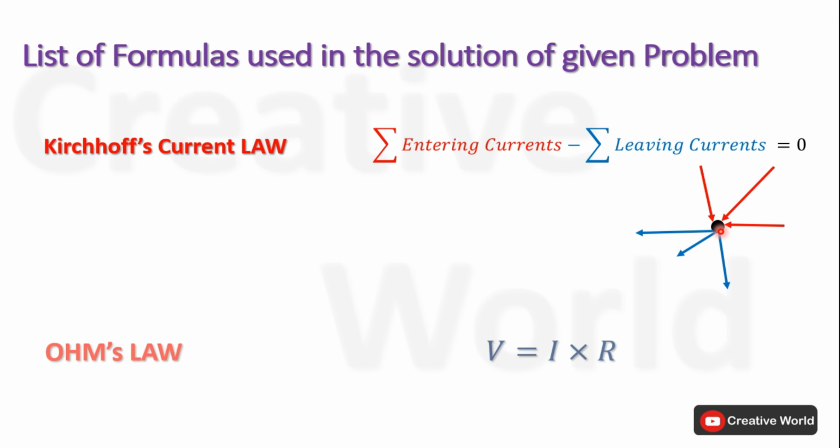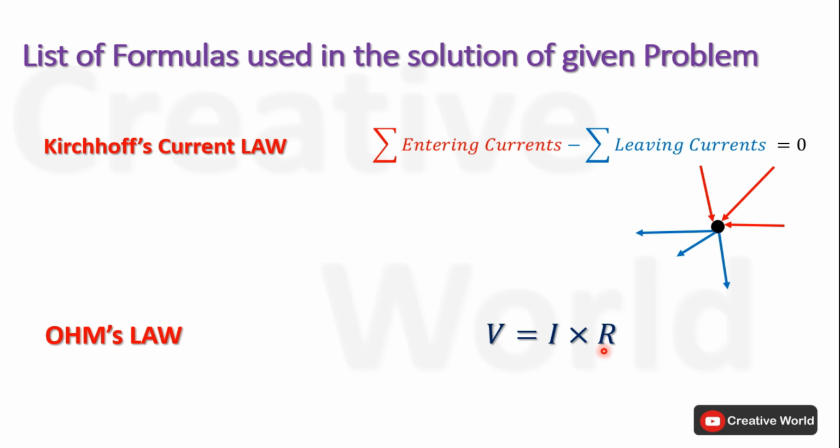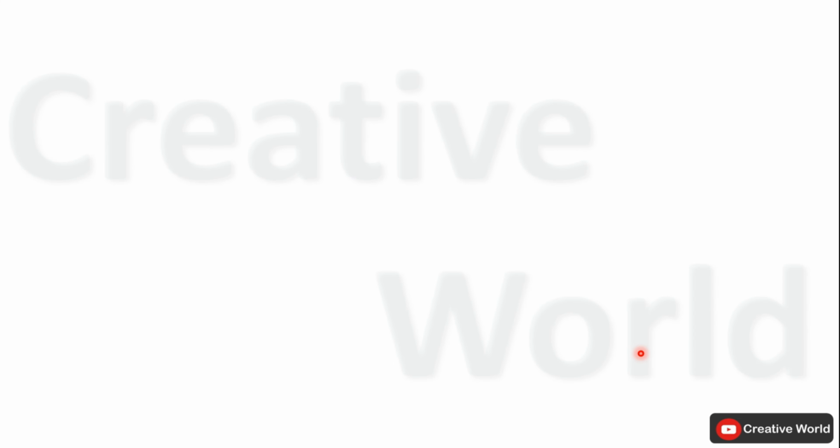We will also be using Ohm's law. According to this law, the voltage across any resistance R is the product of the current through it and the value of the resistance itself. Now let's move towards the problem.